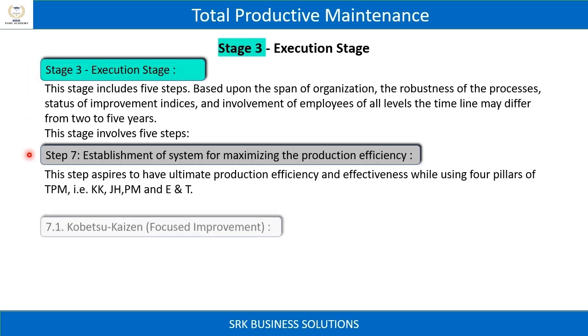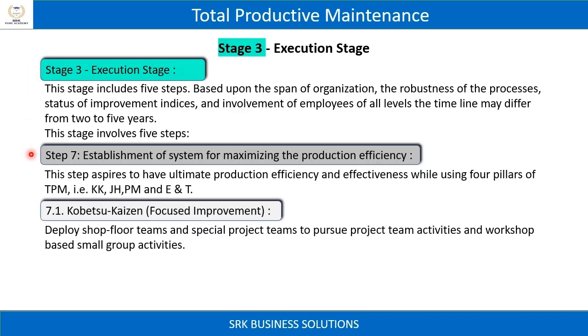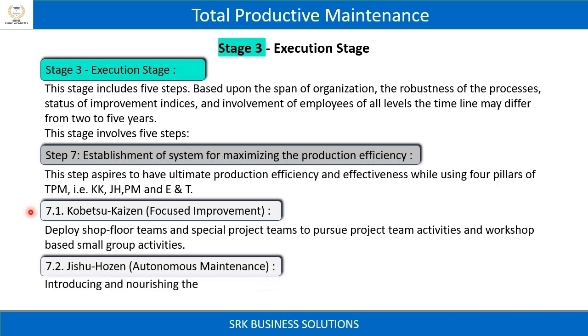Step 7. Establishment of system for maximizing the production efficiency. This step aspires to have ultimate production efficiency and effectiveness while using 4 pillars of TPM: KK, JH, PM, and E&T. 7.1 Kobetsu Kaizen. Deploy shop floor teams and special project teams to pursue project team activities and workshop-based small group activities.